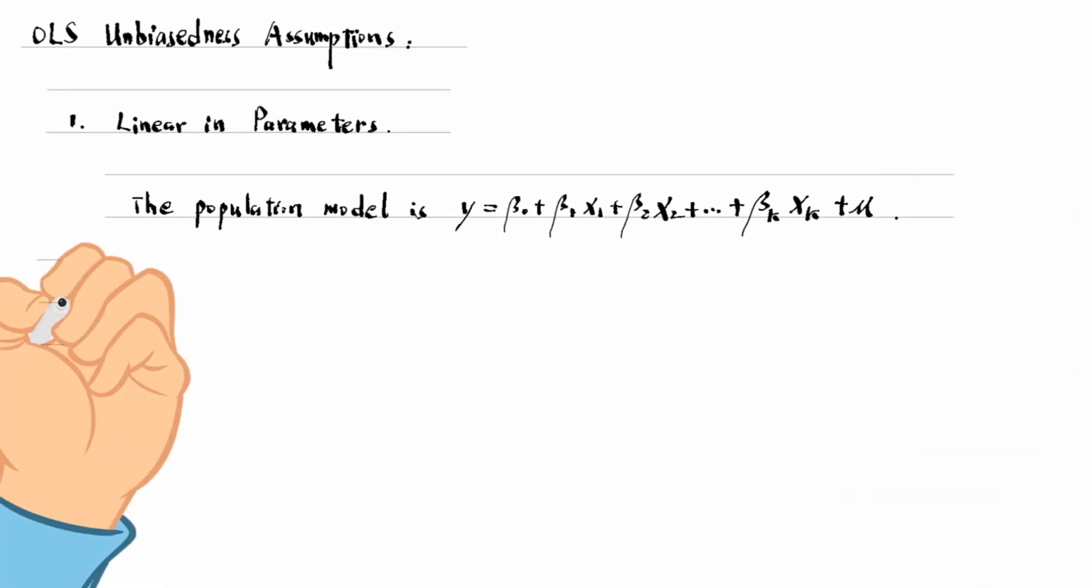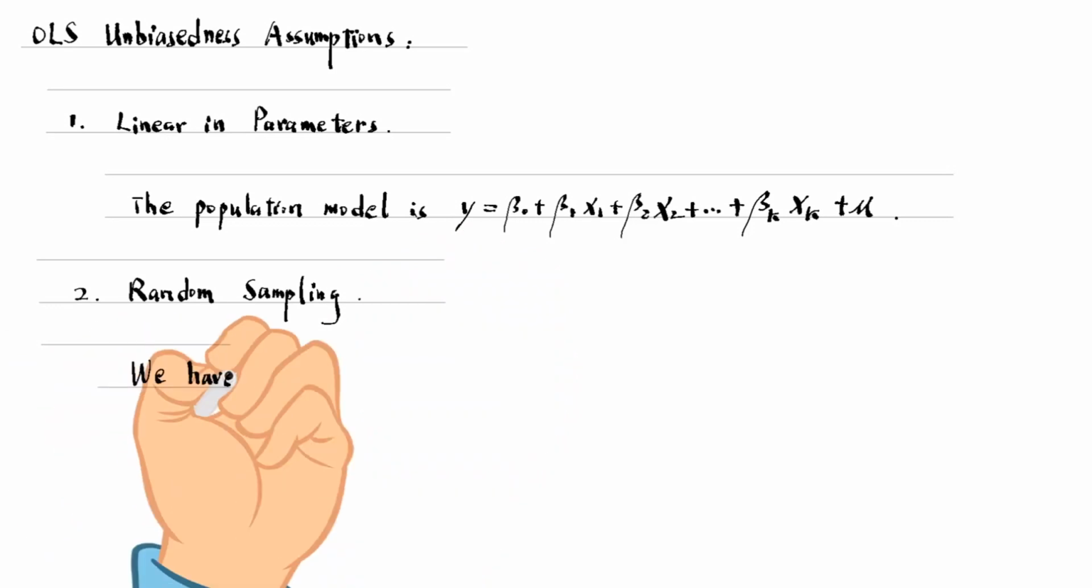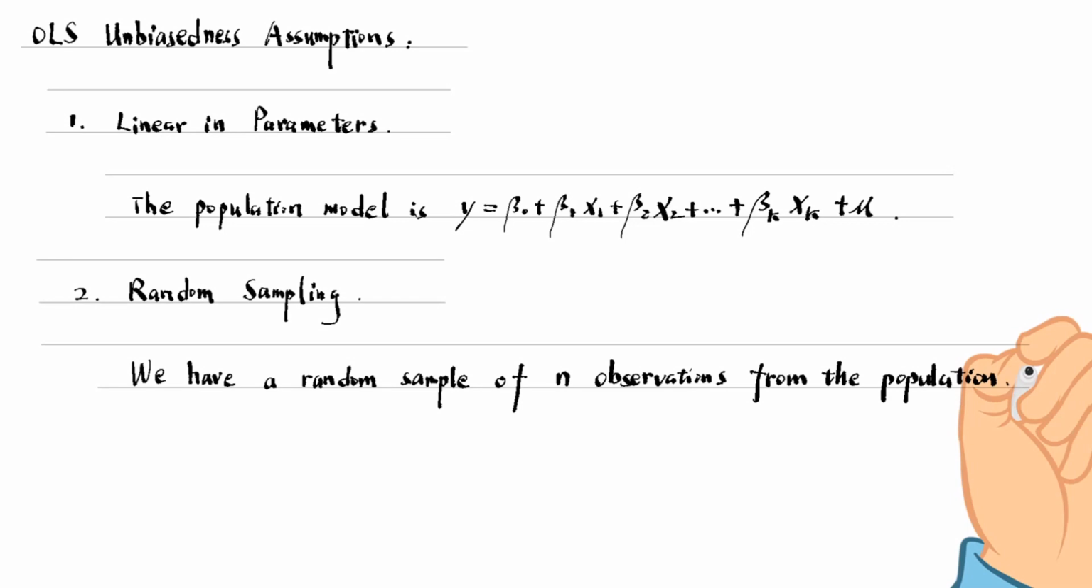The second assumption is random sampling. We have a random sample of n observations from the population. We use the sample to estimate the population parameters, beta. The random sampling assumption ensures that the sample is representative of the population.